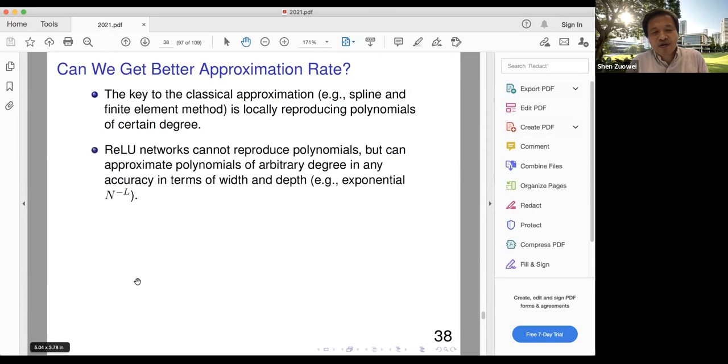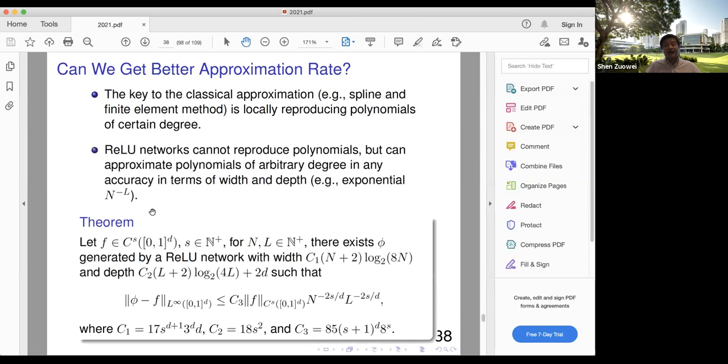Now, your ReLU network cannot reproduce a polynomial. Because ReLU is piecewise linear, at most you can reproduce a polynomial of degree one. However, it can approximate a polynomial at a certain rate. As in, you can have a ReLU network to approximate a polynomial in N, or the power K. So that means you have a chance for a good approximation for a smooth function.